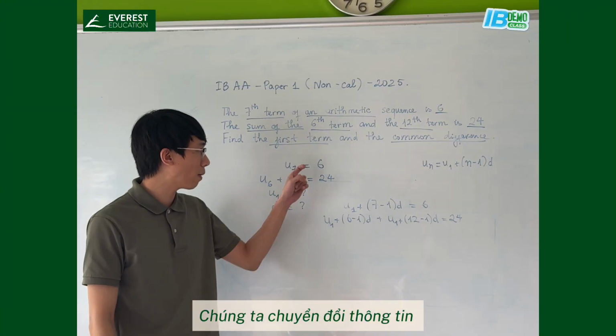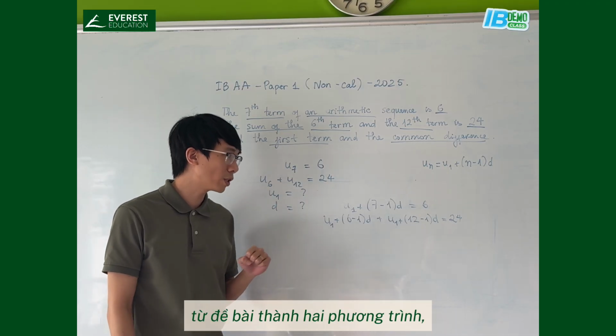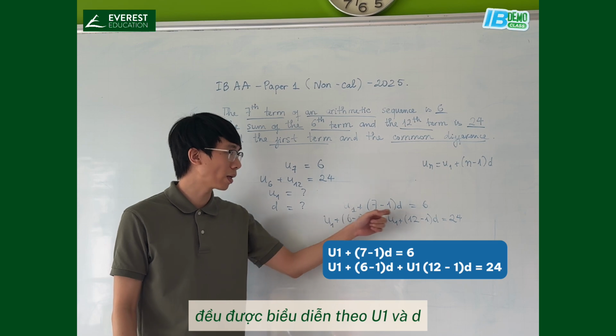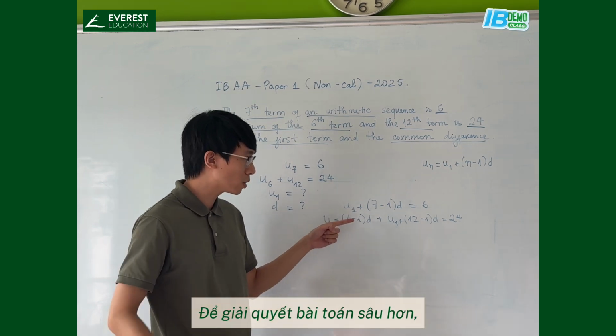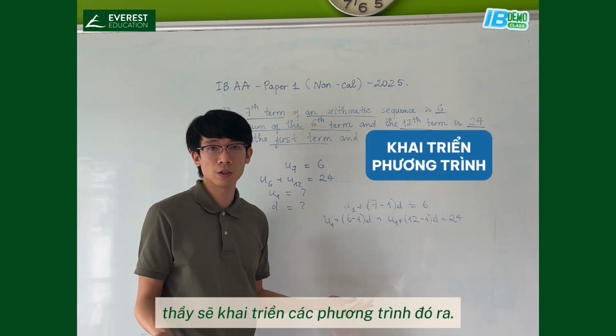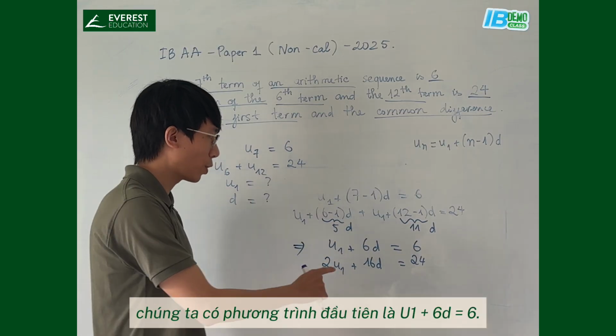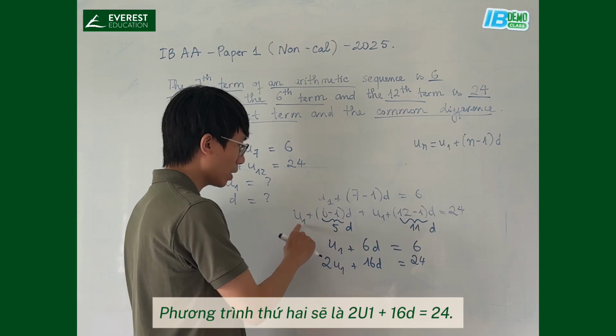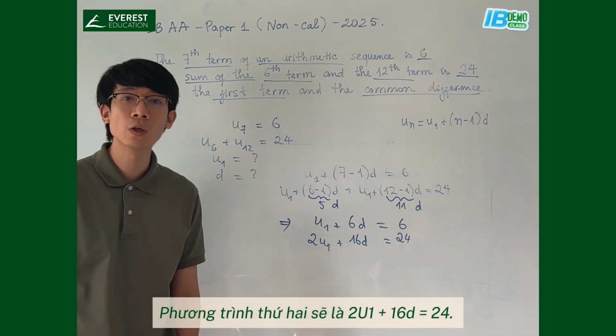We already converted our information into two equations, and these two equations are in terms of U1 and D. In order to keep solving, we want to expand further. On this step, we already have our first equation, 2U1 plus 6D equals 6. The second one is 2U1 plus 16D equals 24.